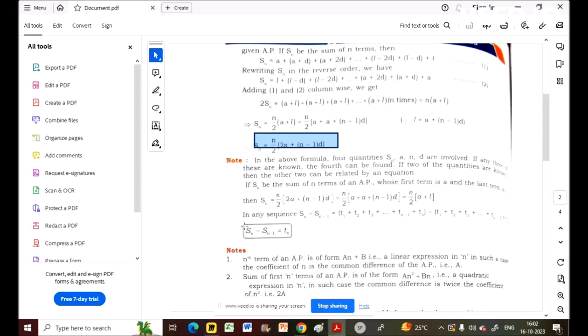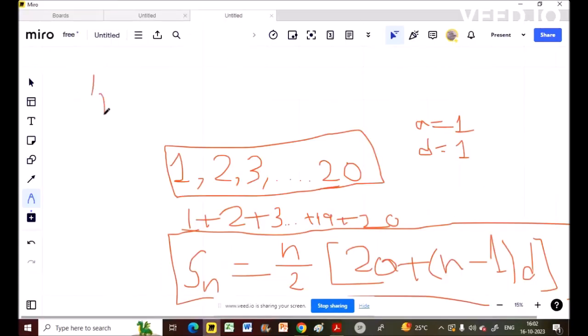And one important thing you can notice here is that Sn minus Sn minus 1 is Tn. I will show you an example. 1, 2, 3, 4, 5. So here 5 is the 5th term. Let it be the nth term, which is 5, and this is not S, this is A5 or T5.